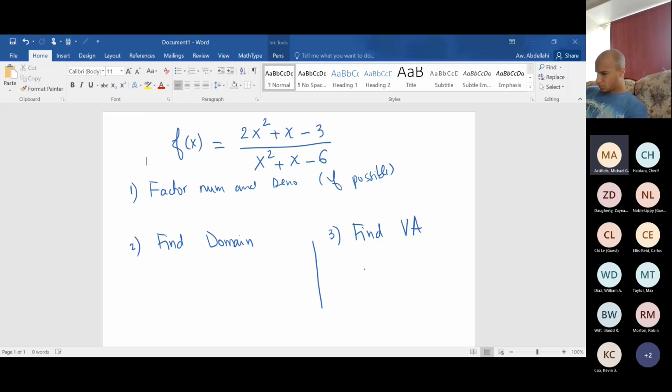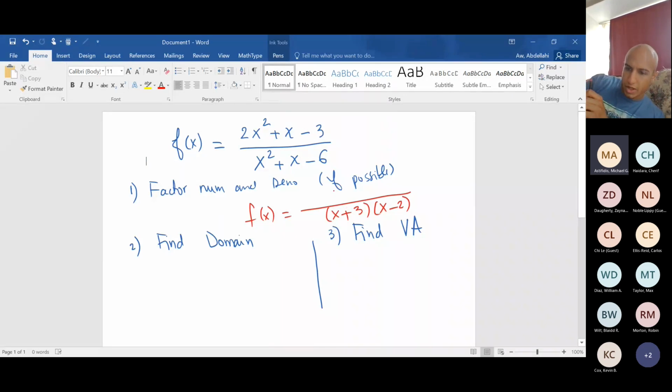All right. Go ahead, somebody. We know that the denominator is very easy to factor, right? Can you give me the factoring of the denominator? It is what? x plus 3, x minus 2. Thank you very much. For the numerator, can somebody give me a factoring for the numerator? 2x plus 3 and x minus 1. 2x plus 3, x minus 1. Thank you.